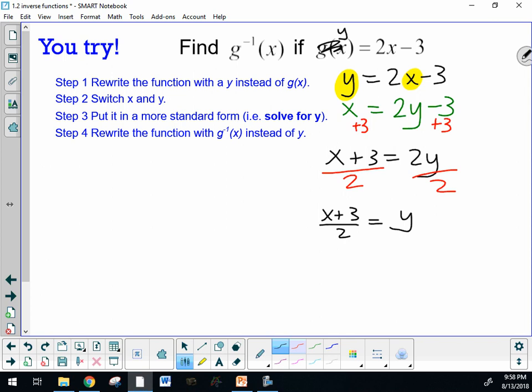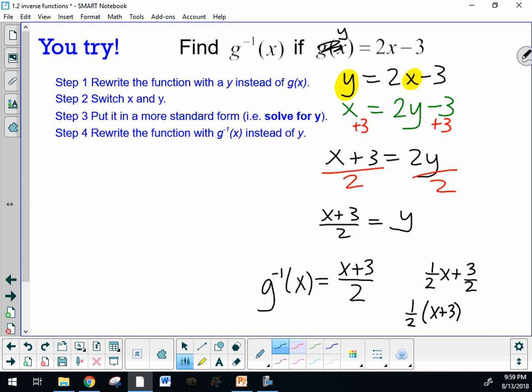There's a couple ways you could write that. You could just leave it like that. That's perfectly acceptable. If you wanted to, you could say it's 1/2 x plus 3/2. You could write it like 1/2 times x plus 3 if you want. So there's a few ways that are all pretty much equivalent. Whichever one you fancy is fine with me.